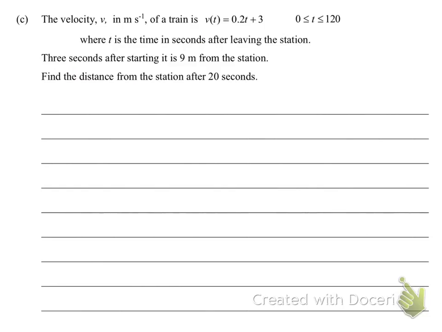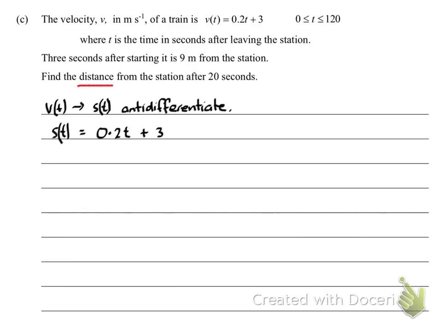For this one here, we're given the velocity, and we're asked for the distance. So what we're going to have to do is anti-differentiate to get from velocity to distance. So write out the velocity equation, add 1 to the power, divide by the new power, and simplify. Add your t and your constant, and so that is your distance equation.